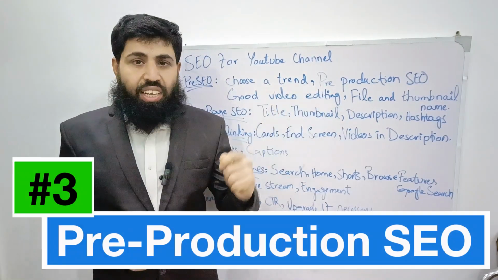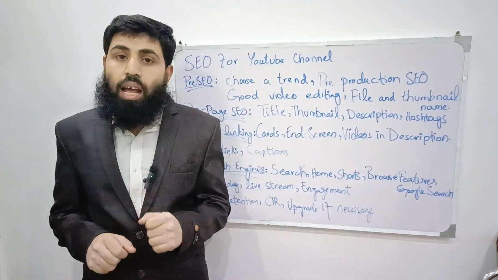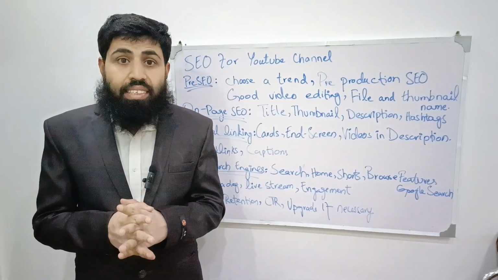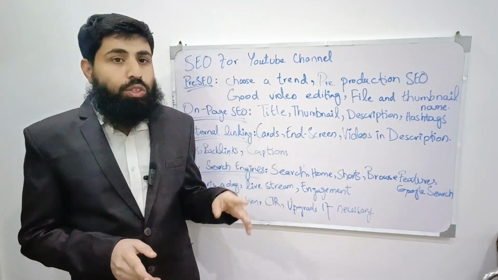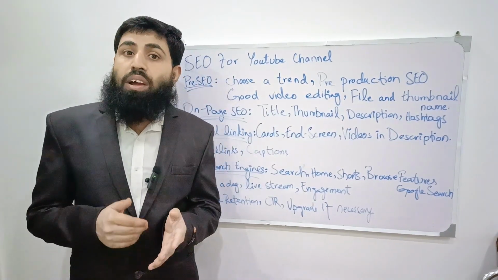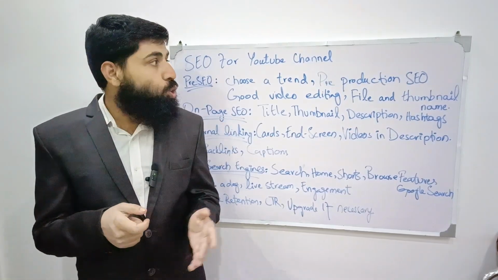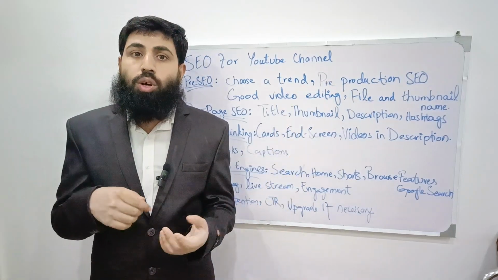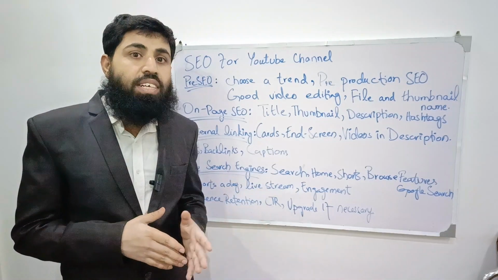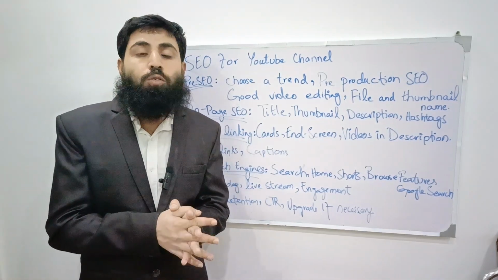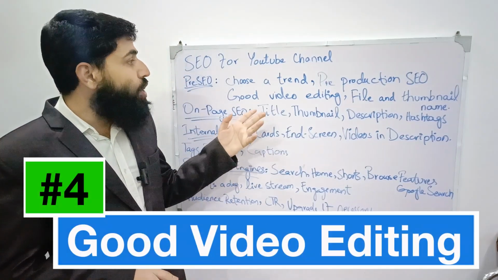Second is pre-production SEO. As you know that I started this video with the phrase SEO for YouTube channel. This is because I was aware that this is the keyword people are searching for. So I used SEO for YouTube channel multiple times so that my video gets ranked higher in Google and YouTube. So you have to add keywords in your video so that when you speak about some things, you mention those keywords and YouTube recommends to the people who are searching for that specific topic. It's very necessary.